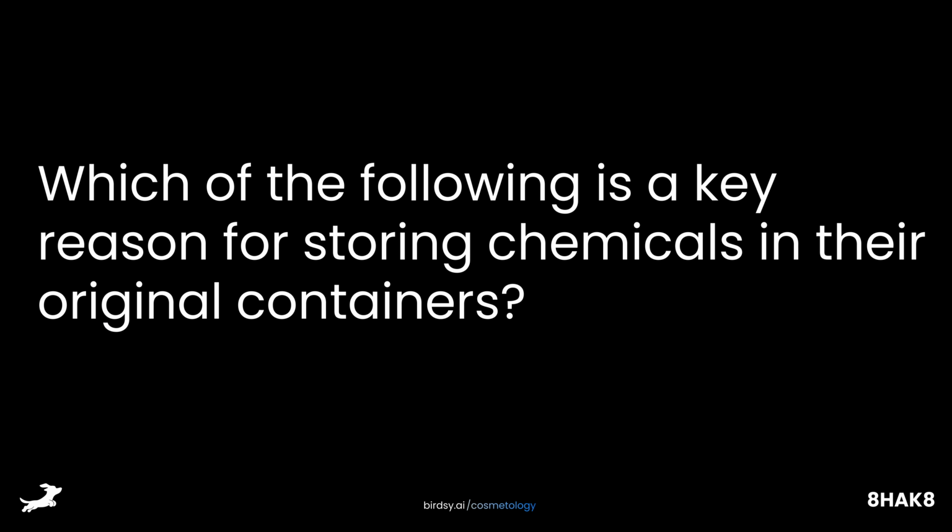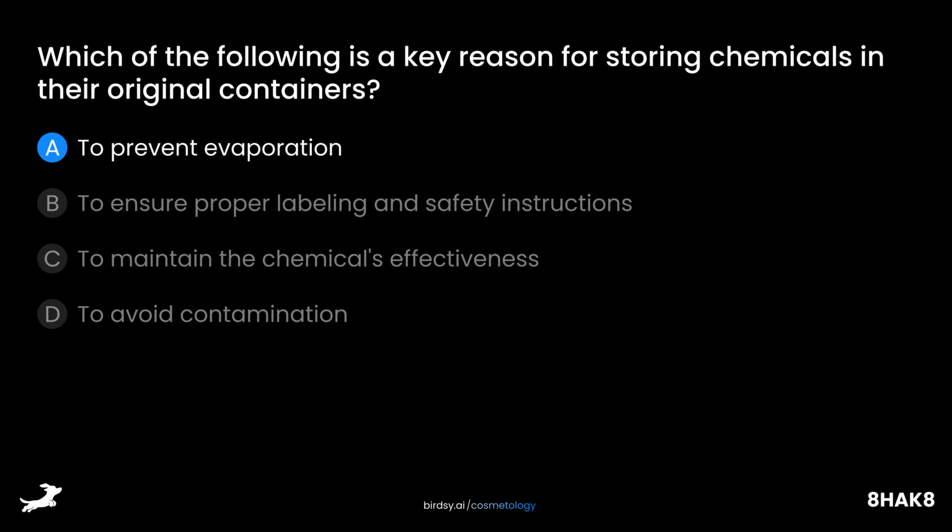Which of the following is a key reason for storing chemicals in their original containers? Is it A, to prevent evaporation, B, to ensure proper labeling and safety instructions, C, to maintain the chemical's effectiveness, or D, to avoid contamination? The answer is B, to ensure proper labeling and safety instructions.